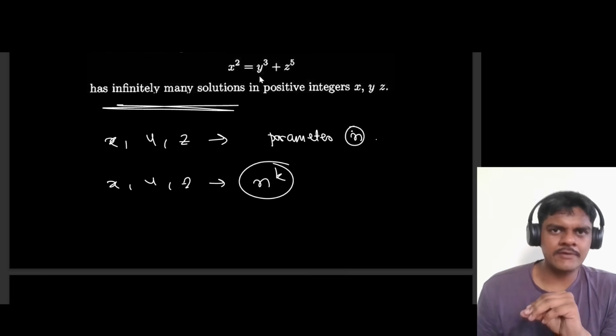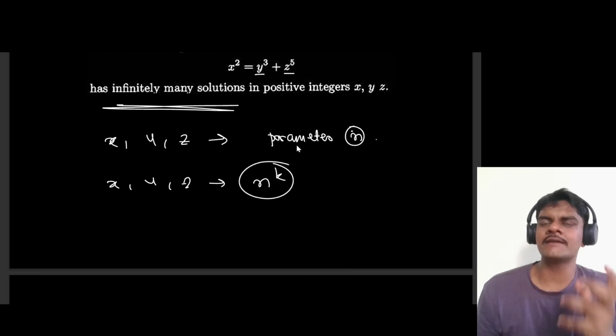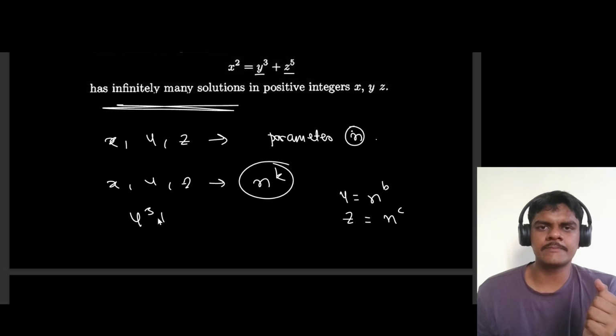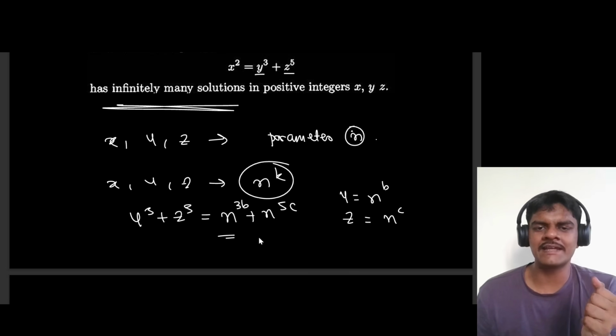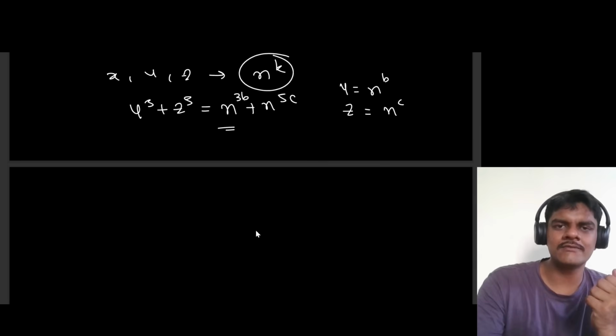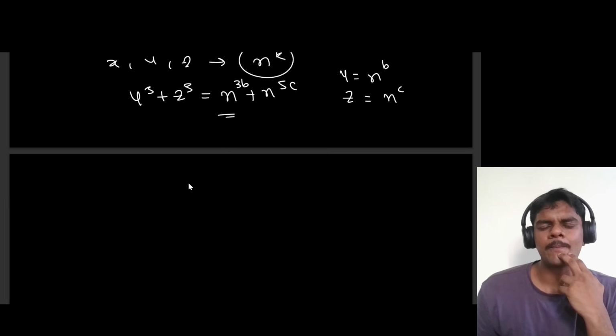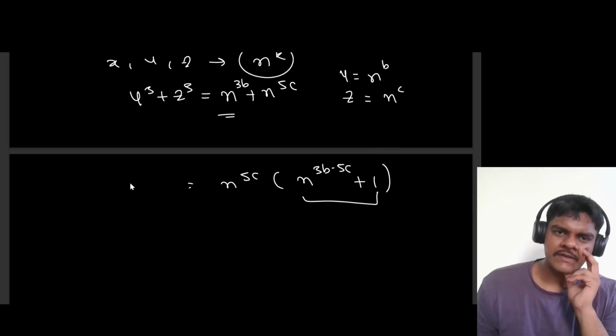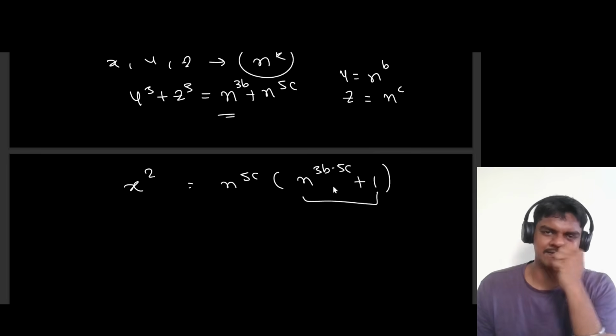Because we have to add two things, and when you add two things, if y is equal to n power b, z is equal to n power c, then y power 3 plus z power 5 is equal to n power 3b plus n power 5c, and something will be taken common. My idea was that you can take n power 5c common, and you will have n power 3b minus 5c plus 1. So this term will be there. So x square must have something like this, right?